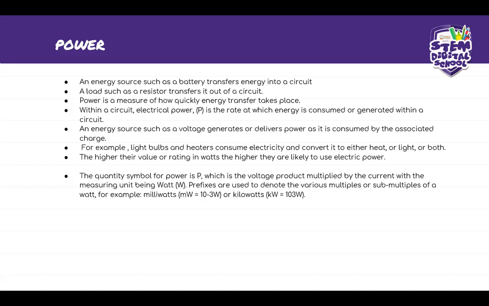What they say here is that the quantity symbol for power is P, which is the voltage multiplied by the current. Because you know that in your circuit you've got voltage and you've got current, the multiplication of the two gives you your power. So voltage times current gives you power.